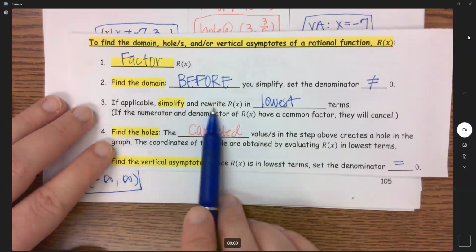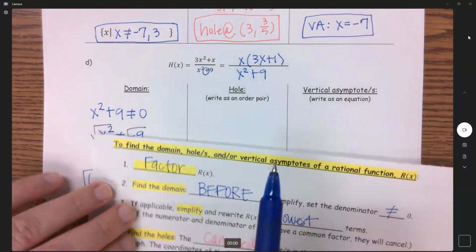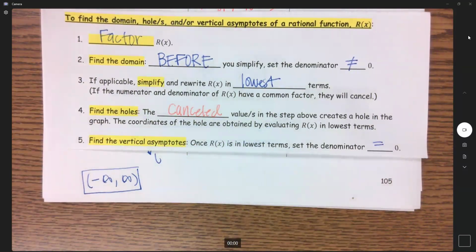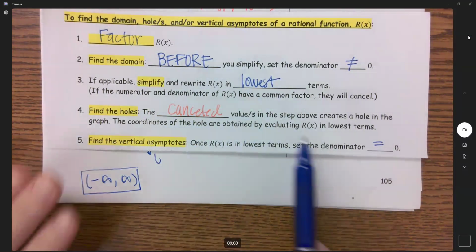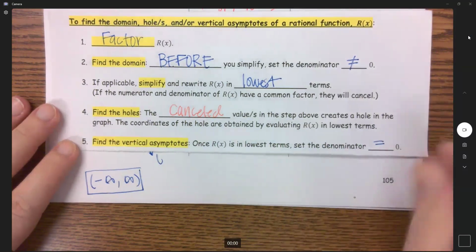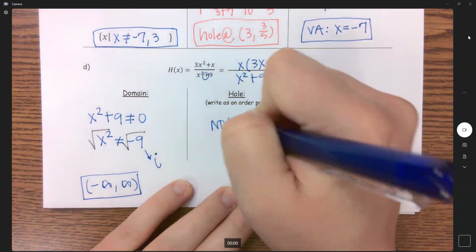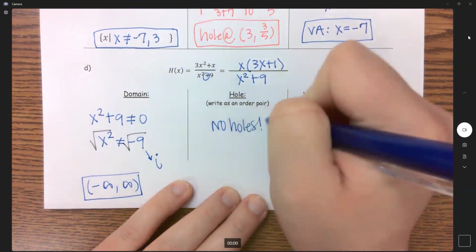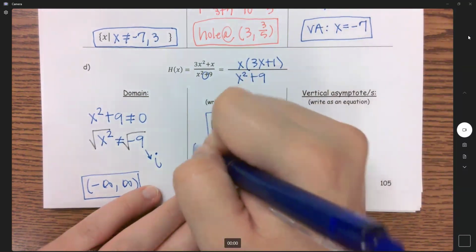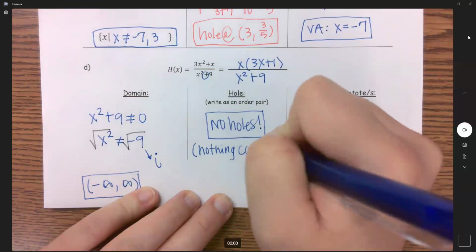If applicable, simplify and rewrite in lowest terms. We have nothing that will cancel on the top and the bottom. The canceled values in the step above create holes. Nothing canceled, so I have no holes. Again, why? Because nothing canceled.